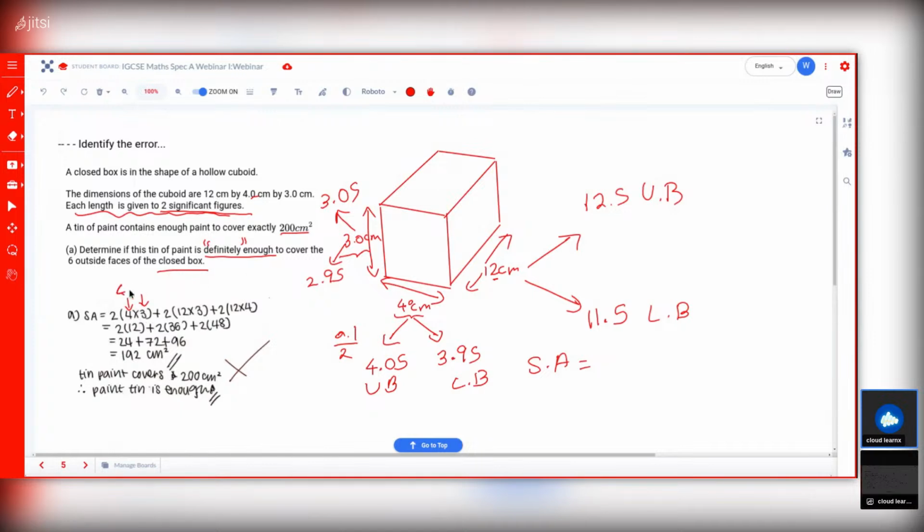So it'd be 4.05, 3.05, 12.5, 3.05, 12.5, 4.05. And turns out, when you do this, the calculation turns out that the surface area of the largest possible cuboid is larger than the amount of tin by a little bit, so 202, something like that. So it's not definitely sufficient, right? You couldn't say it's 100% enough, right? It could be, but can't say definitely.